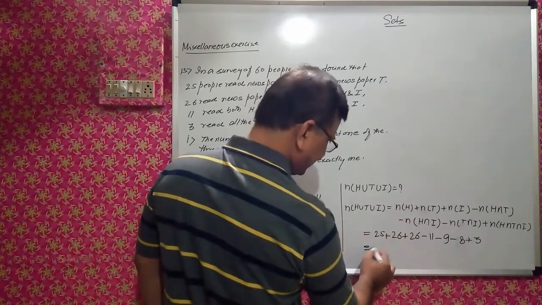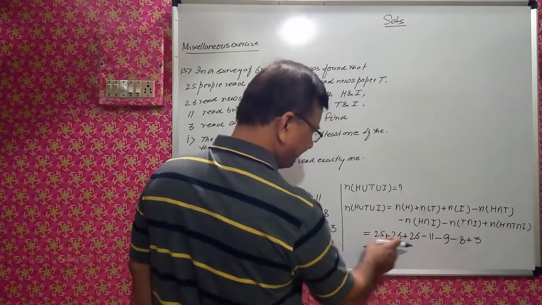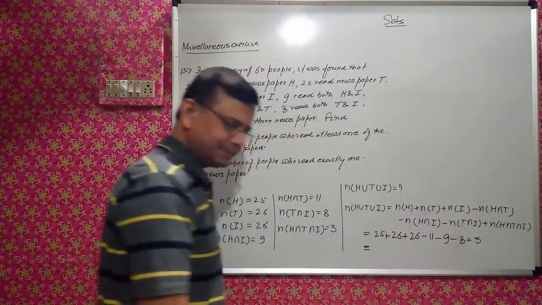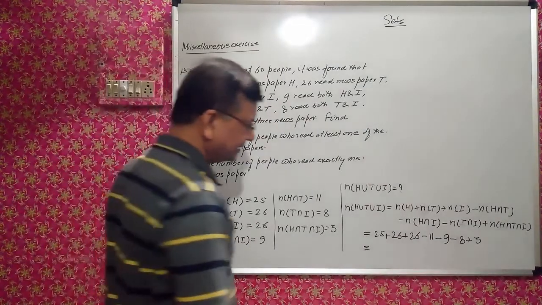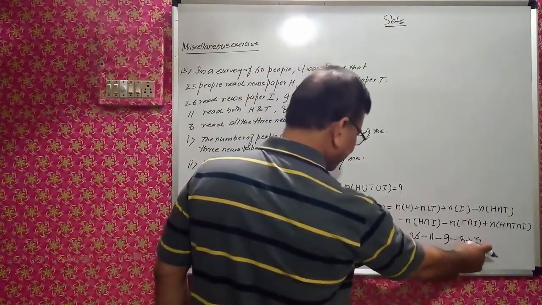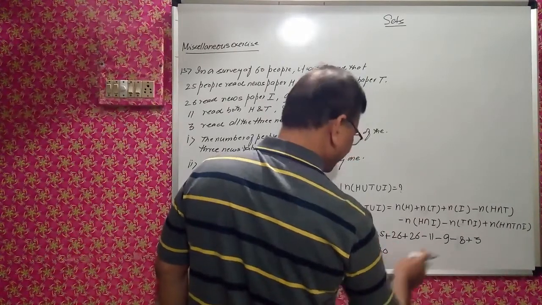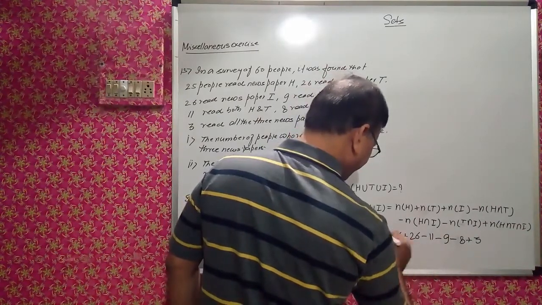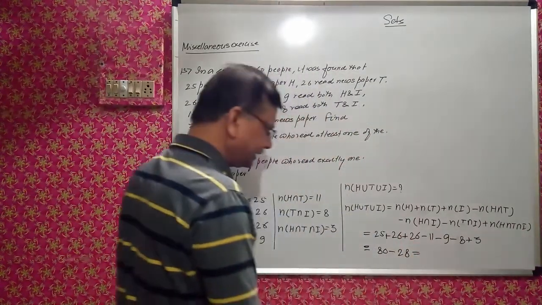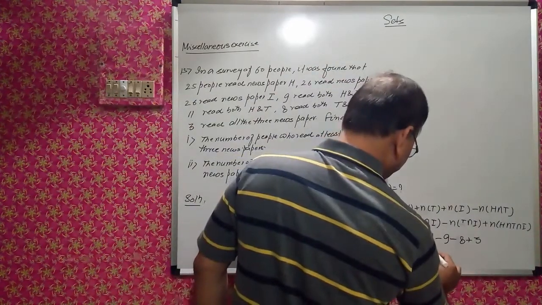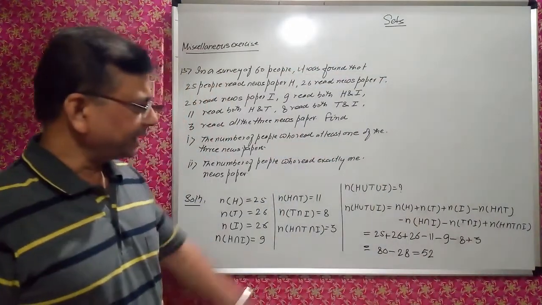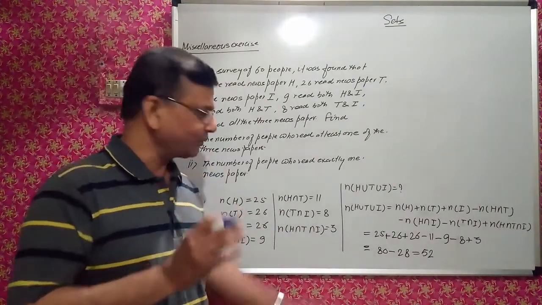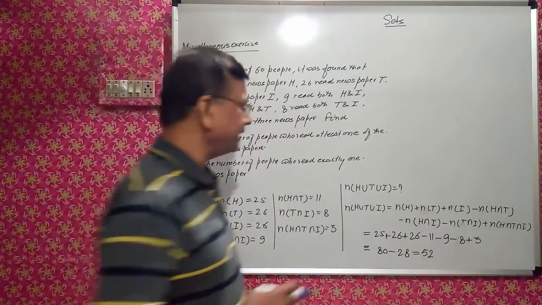25 plus 26, that is 51, isn't it? 51 plus 26, that is 77. 77 plus 3, that is 80. And how much is this? This is 28, right? So that is 52. Means there are 52 people who are reading at least one of the 3 newspapers.